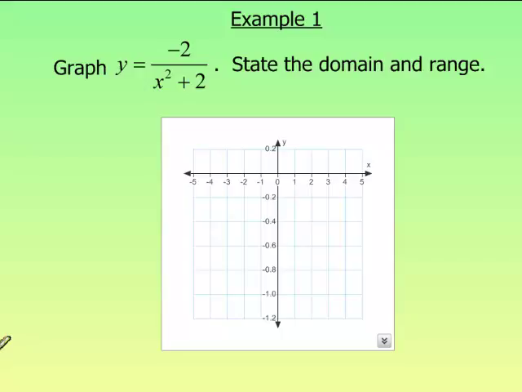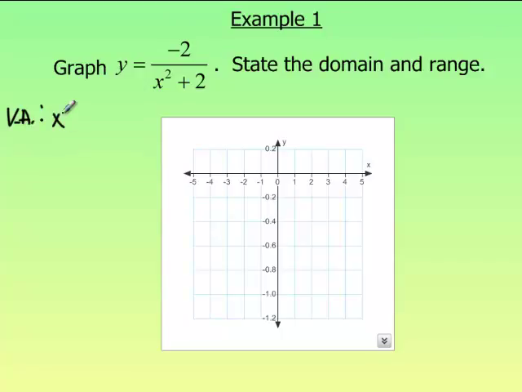So let's go ahead and put this stuff to use. Let's start off by graphing y equals -2 over x squared plus 2. And we want to state the domain and range. So I'll start off and let's identify our asymptotes. That's always a good place to start. So the vertical asymptotes can be found simply by looking for when we set the denominator equal to 0.